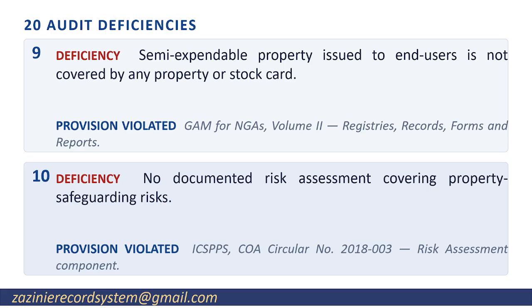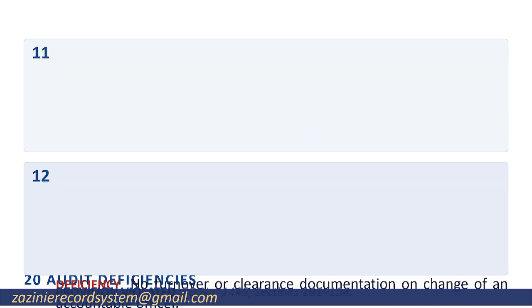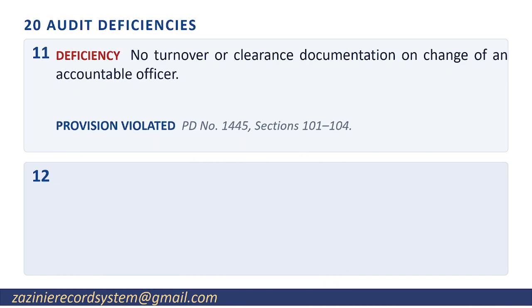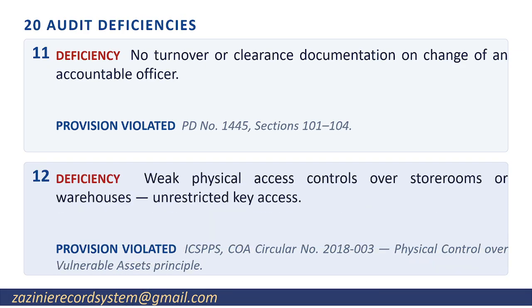20 audit deficiencies. Number 11. Deficiency: no turnover or clearance documentation on change of an accountable officer. Number 12. Deficiency: weak physical access controls over storerooms or warehouses, unrestricted key access.